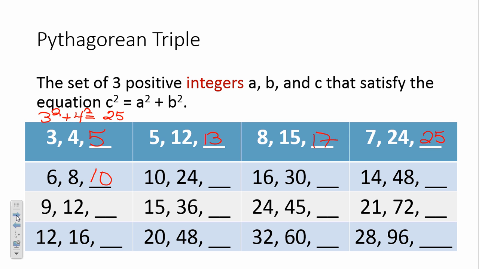What is 6 squared? What is 8 squared? 36 plus 64 is 100, and the square root of 100 is 10. So if you can remember these base Pythagorean triples, these special cases, then you can generate more of them by doubling them, and by tripling them.